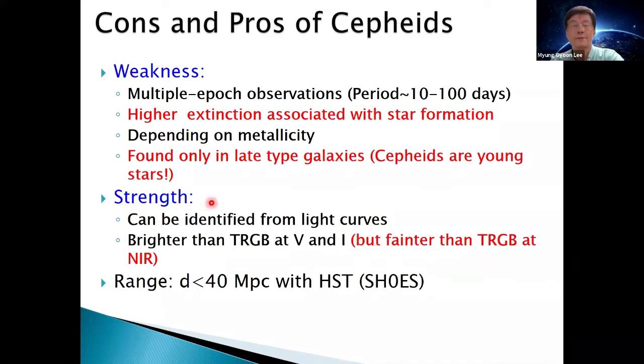As for the strength of Cepheids, we can identify Cepheids easily if we get light curves of the stars. And Cepheids are often brighter than TRGB at V and I band. But if you go to the near-infrared band, then TRGB gets brighter than Cepheids. And the range of application of Cepheids is around 40 megaparsec with HST.